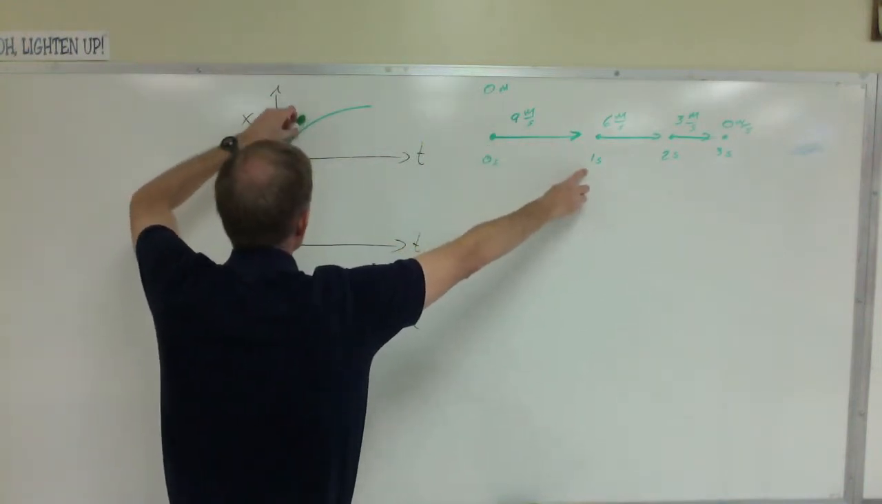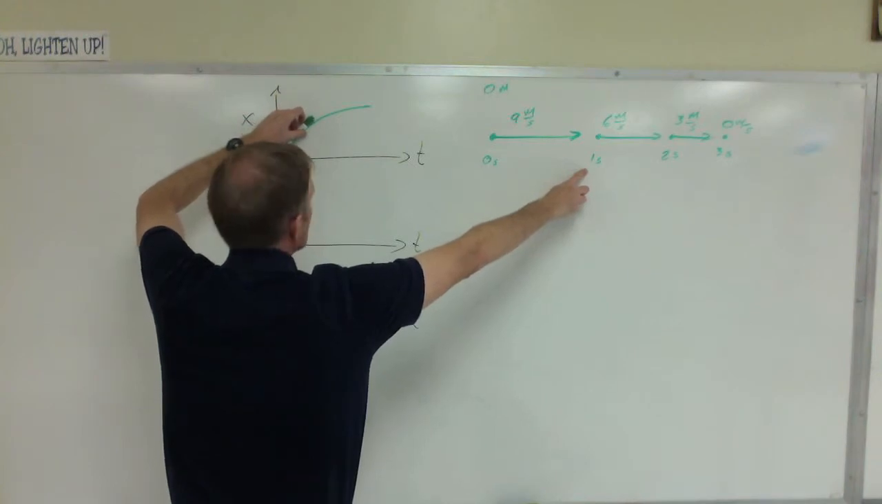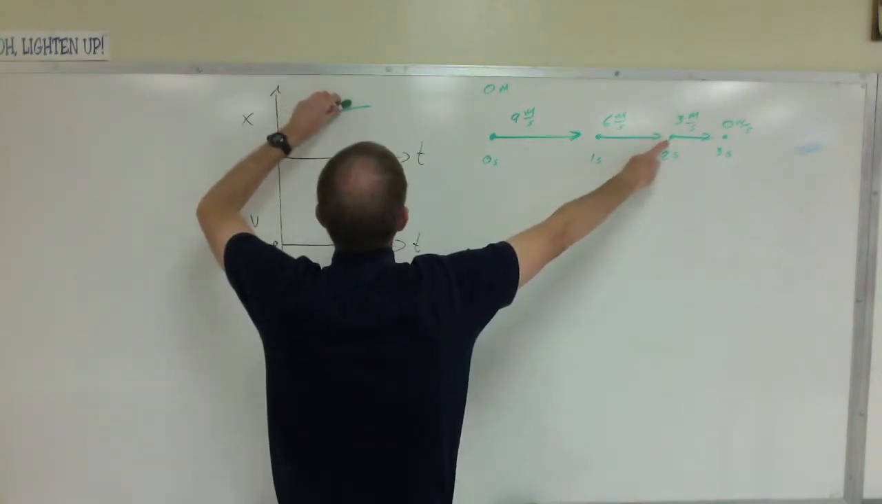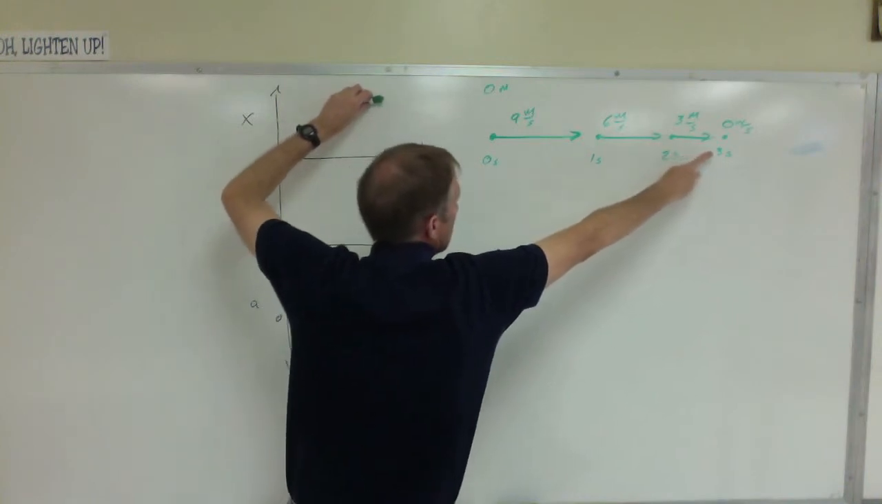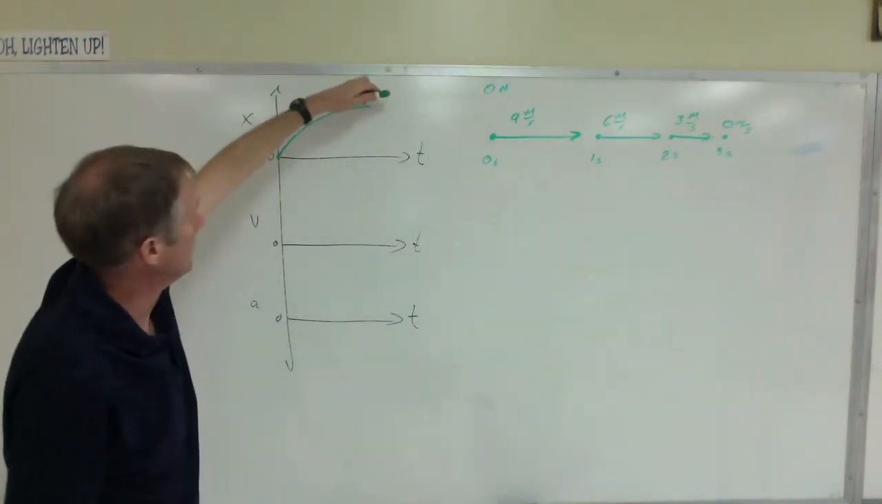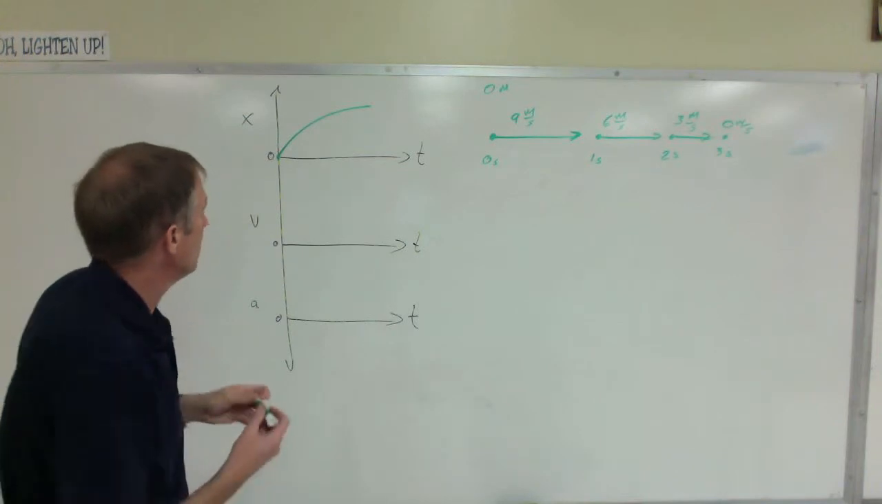At 1 second, the slope would be 6. At 2 seconds, the slope would be 3. And at 3 seconds, the slope would be 0. It levels off to a slope of 0 because it's stopped.